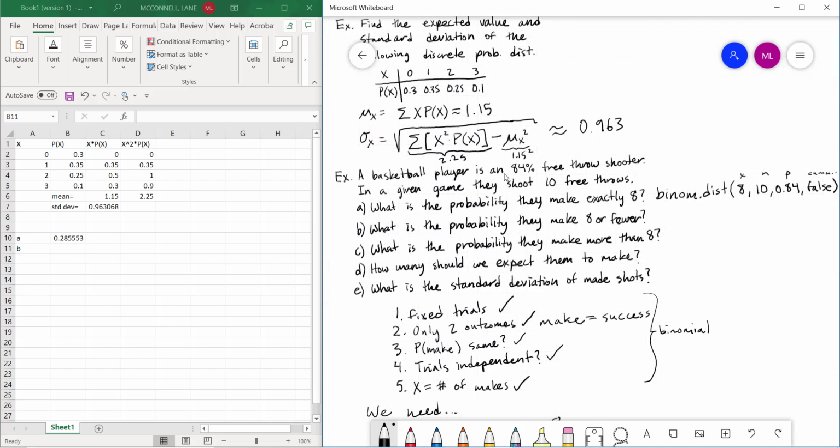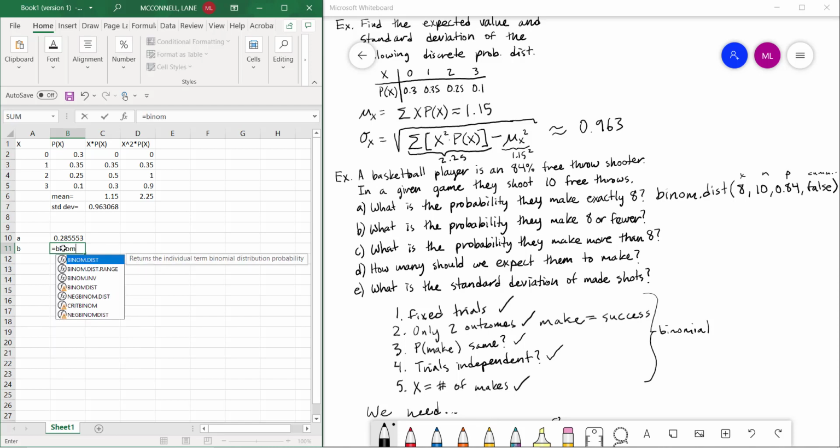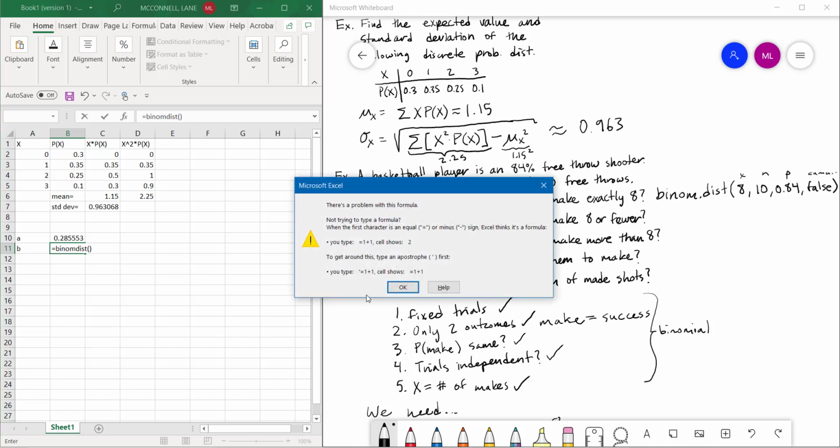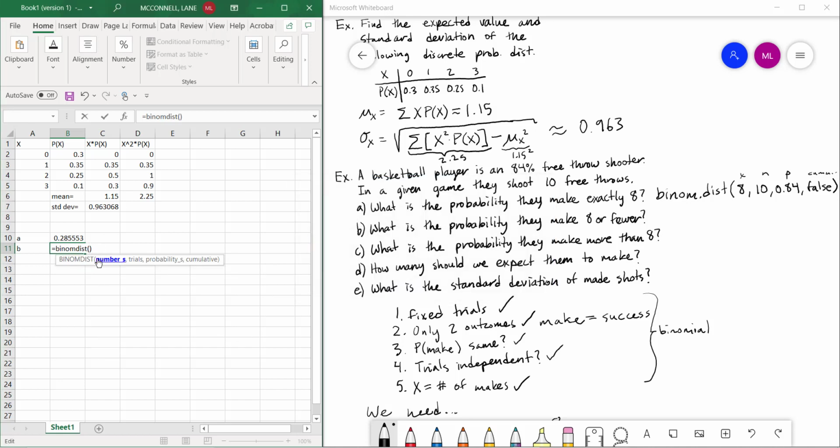What's the probability that they make 8 or fewer? So same thing, I'm going to come down here and start by typing equals binom, and it'll give me some options for autocomplete, binom.dist. And let me just check and make sure. What if I don't do the dot and do this version of binom dist? So this is the old version. Let me just verify that it has the exact same commands, and sure enough, it's asking for the same things. It's asking for the number of successes, the number of trials, the probability of success, and whether or not we want it to be cumulative. So you can use it with the period or without the period on that binom dist.